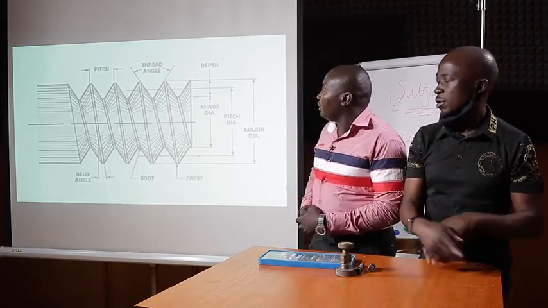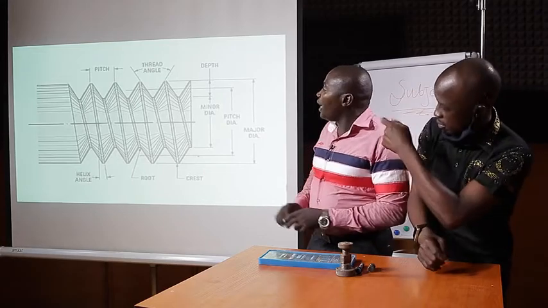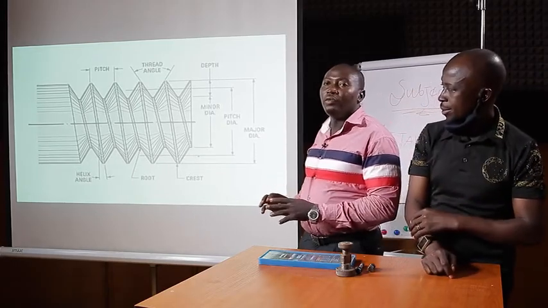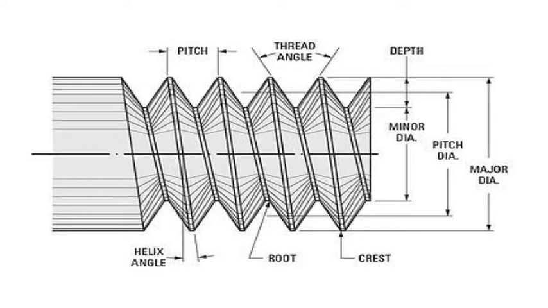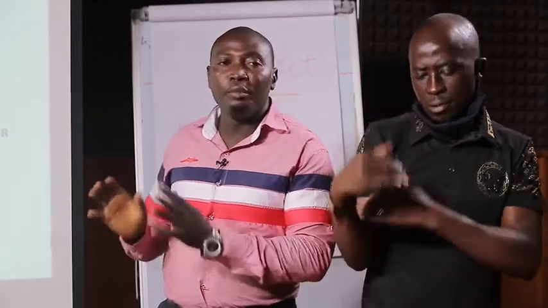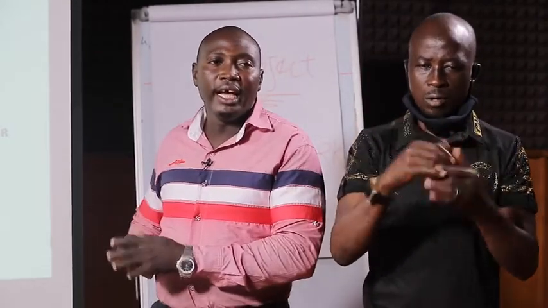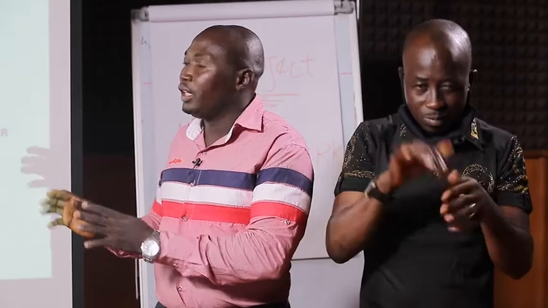Now looking at the screen, we have a display of the screw thread showing all the parts that I have mentioned. We have the pitch, the thread angle, the depth of the thread, the minor diameter, the major diameter, the crest, the root, and the helix angle. All of these are the terminologies that we need to be familiar with anytime we are talking about a screw thread.